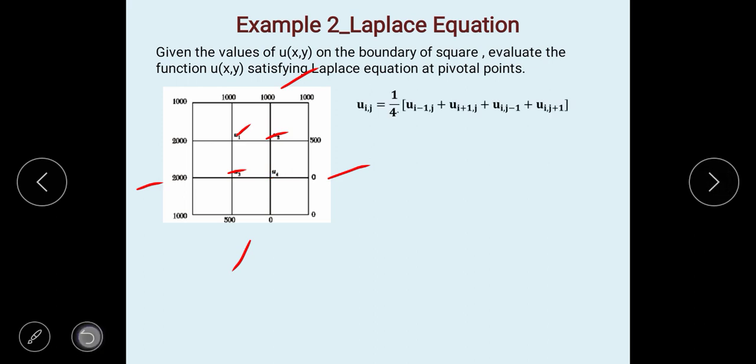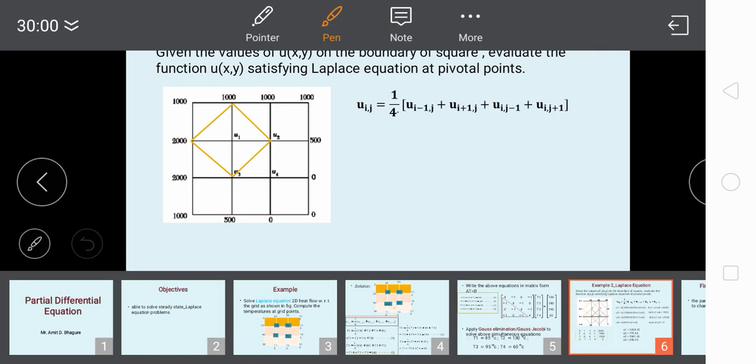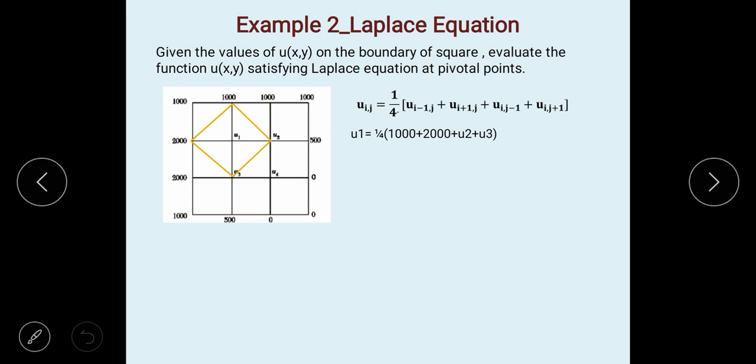Similarly, I am using the same formula. Instead of T, now I am using U, because for this numerical I am going to change T to U. Then if you want to find U1, that is U3 plus U2 plus 1000 plus 2000. So we will get the same formula. Then you can take that 4 to the left side. So you will get 4U1 minus U2 minus U3 equal to 3000.